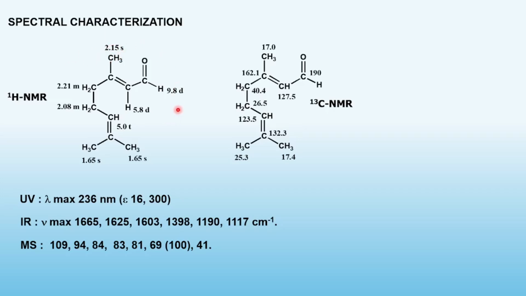Besides this, a prominent aldehyde signal appeared as a doublet at 9.8, and in C13 NMR, the aldehydic carbonyl appeared at 190 and the methyl groups appeared at different positions. Along with the UV lambda max of 236 nanometers, IR showed prominent peaks. MS also showed different m/z values, giving the molecular weight of the compound.